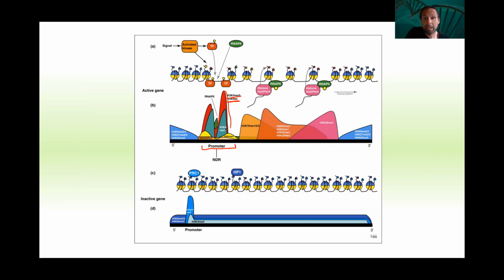Now, if you look at a different region of the genome over here, this gene is turned off. This gene is silenced. So here you see large levels of histone 3 K27 trimethylation and some levels of histone 3 K9 dimethylation. This suggests that the gene is currently off. So there's no transcription happening in that region.